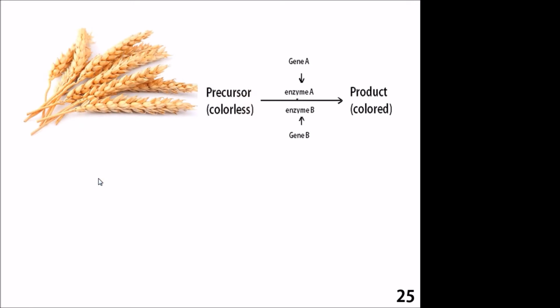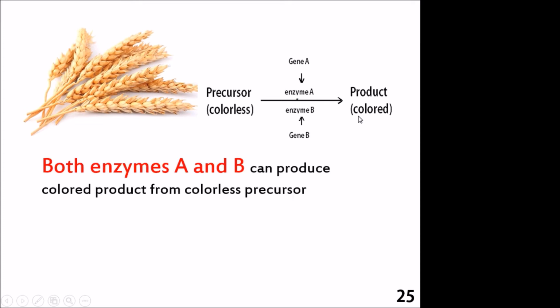You see the diagram here? I think this makes it easier to understand. There's a precursor, which is colorless, and there are two gene loci that code for two separate enzymes, which both happen to be able to do the same thing. They can change this product into a colored product. So what does it mean for us?